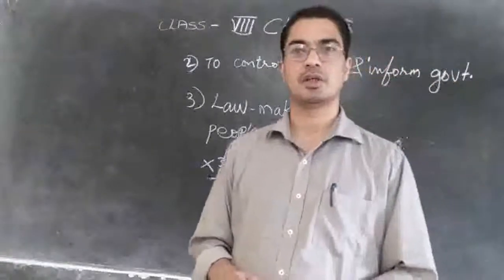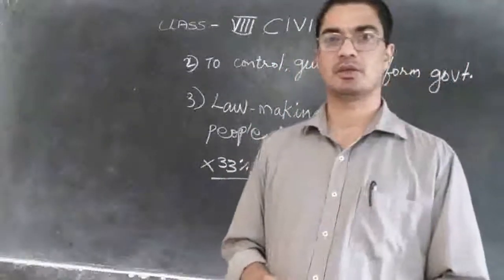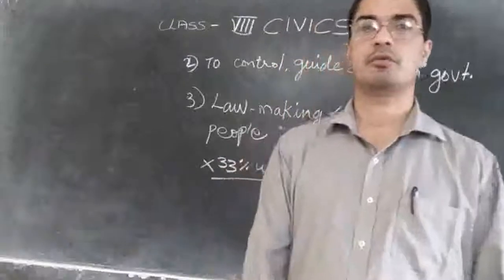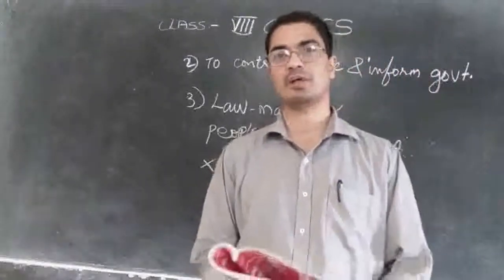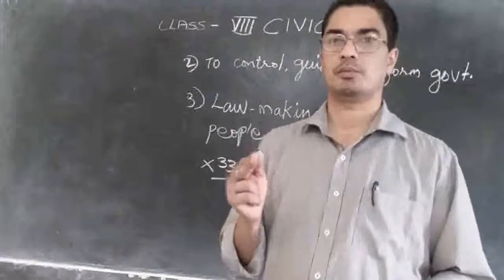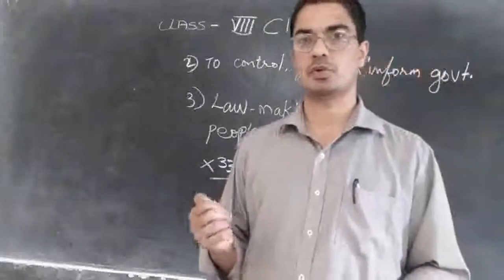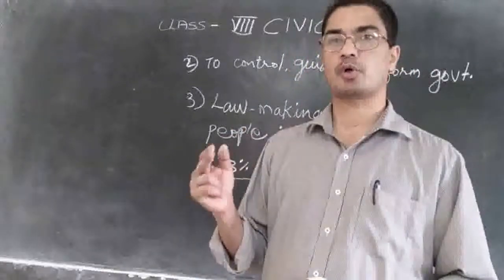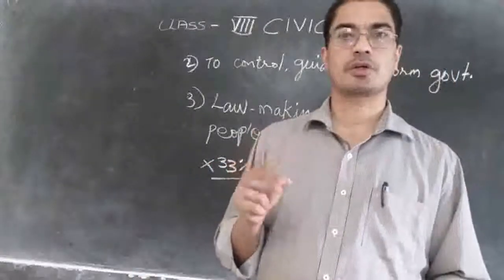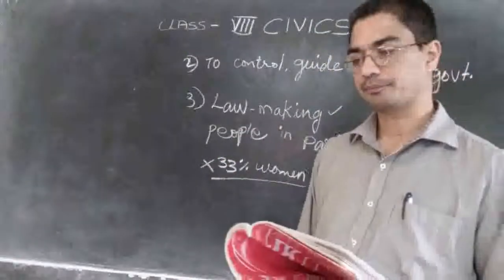Out of 445 MPs, women are just 9%, not even one-tenth. It is less than 10%. That is shameful for us. We claim that our democracy is so great, but we are unwilling to give representation to every part of our community, like women, scheduled castes, scheduled tribes, Dalits, and so on. So if all of them are given proper representation in the parliament, then we can say our democracy is improving. Our democracy is on the way to perfection.